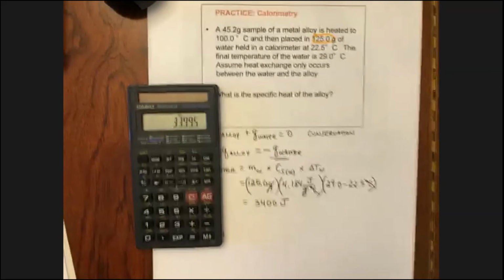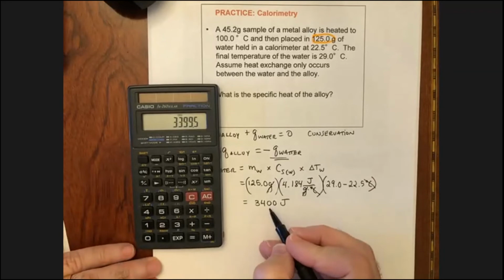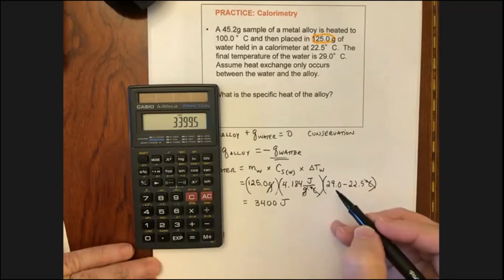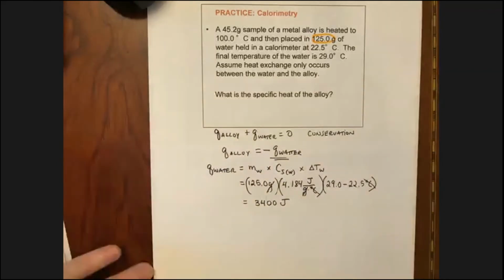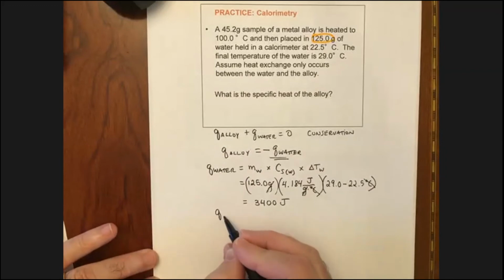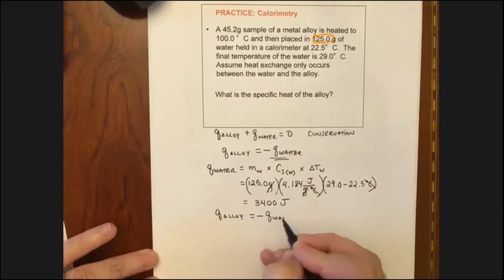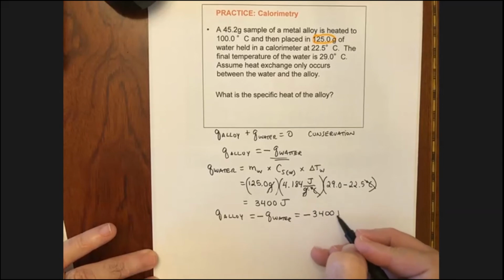All right, that is the energy that the water absorbed. Notice that it's positive, which makes sense because the temperature of the water increased. That means that water must have absorbed heat. Where did the heat come from? It came from our alloy. So let me get the calculator out of the way and let's see what the alloy's change was. Well, the heat exchange for the alloy would have been the negative of the heat exchange for the water, which would be then minus 3,400 joules.